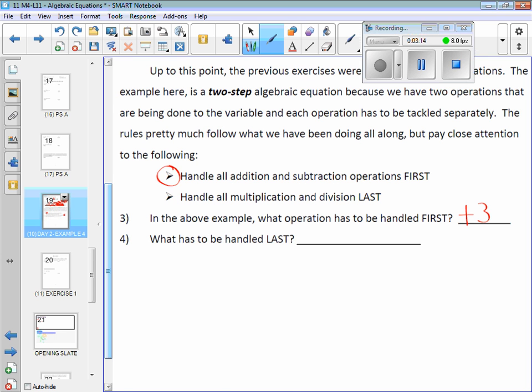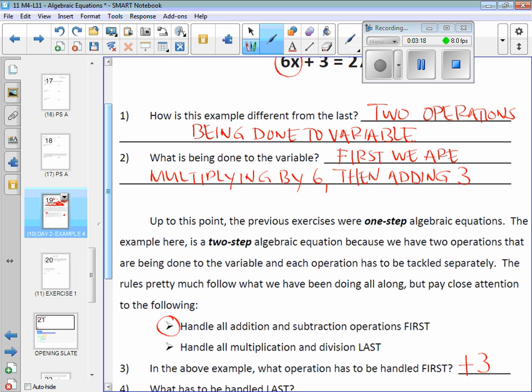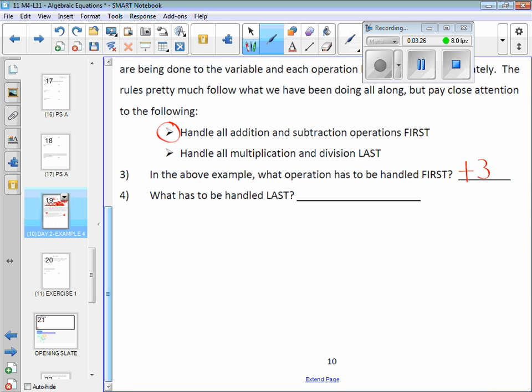So remember, we have two terms here. We have a 6x and a plus 3. We have to handle the plus 3 first. What gets handled last? Because there's only one other term, 6x has to be handled last, or second. I'm going to show you how to do it on the next page. Flip.